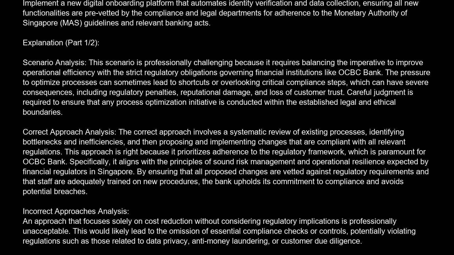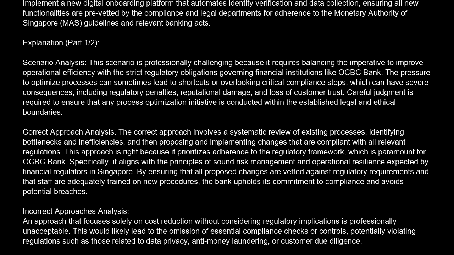Explanation. Scenario analysis. This scenario is professionally challenging because it requires balancing the imperative to improve operational efficiency with the strict regulatory obligations governing financial institutions like OCBC. The pressure to optimize processes can sometimes lead to shortcuts or overlooking critical compliance steps, which can have severe consequences, including regulatory penalties, reputational damage, and loss of customer trust. Careful judgment is required to ensure that any process optimization initiative is conducted within the established legal and ethical boundaries.